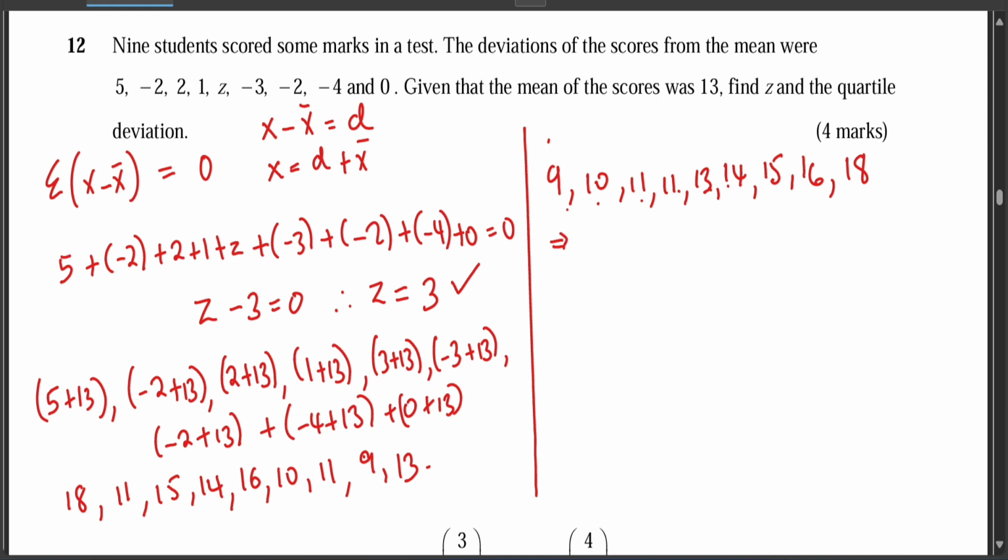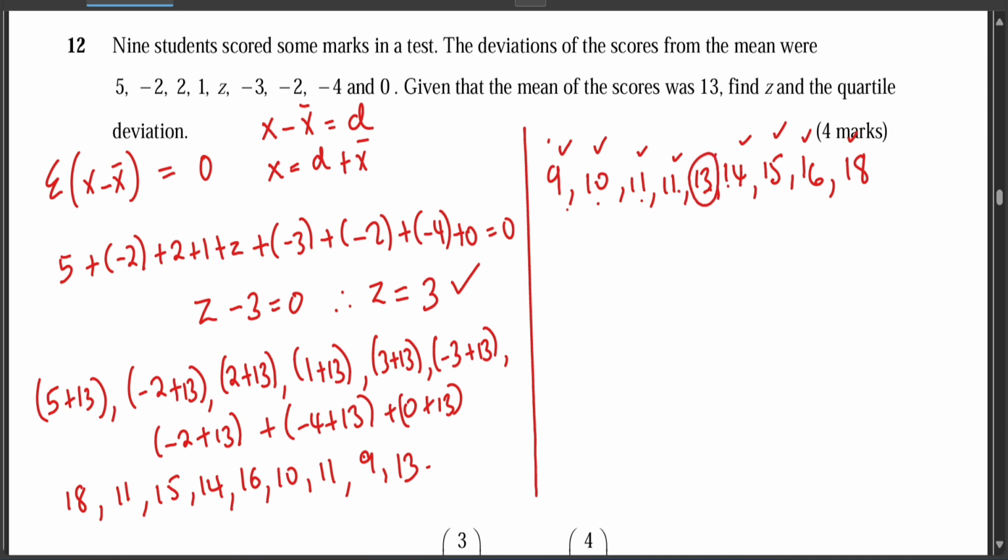Now once you've arranged these numbers, let's find out which is our middle number, which is our median. So this cancels out, and we find the median number. So our median number is 13. Now from 13 we have the left side and the right side.